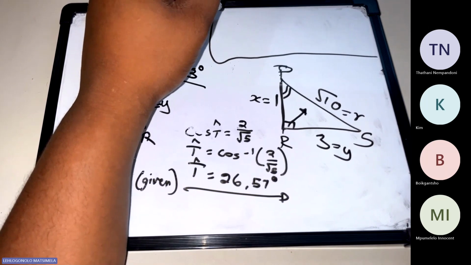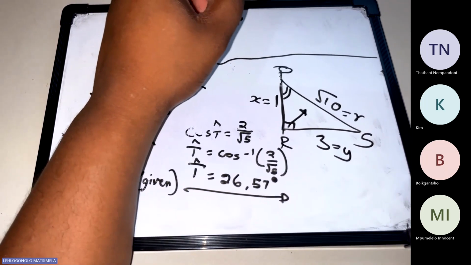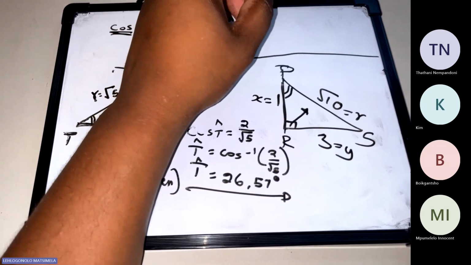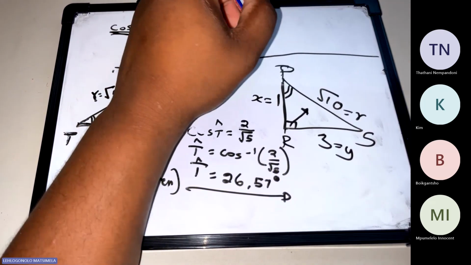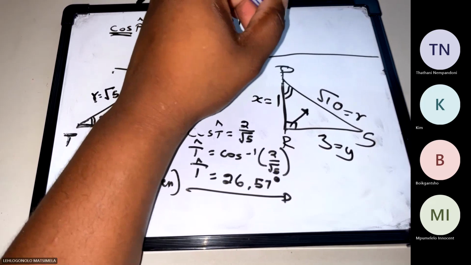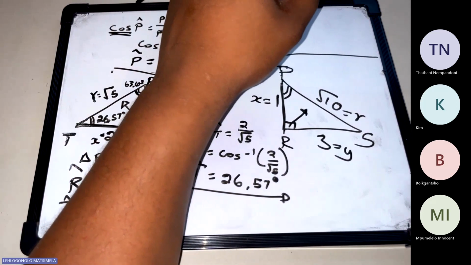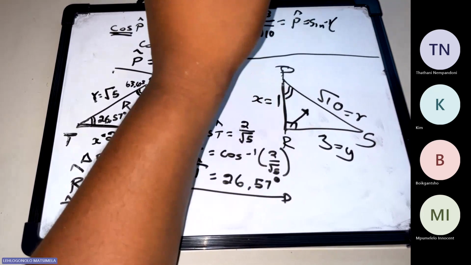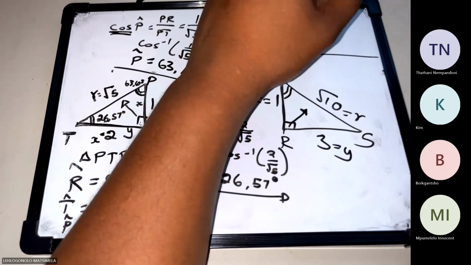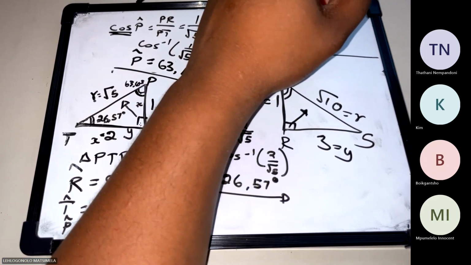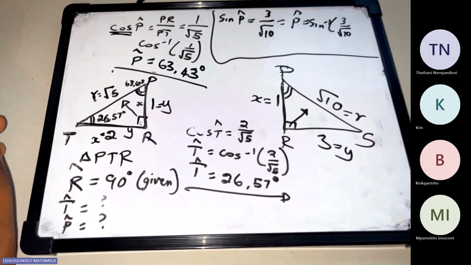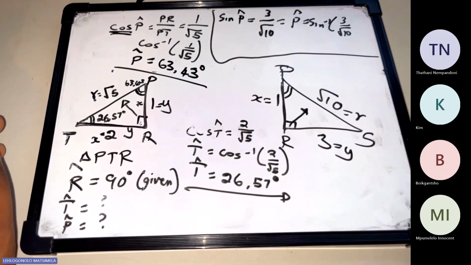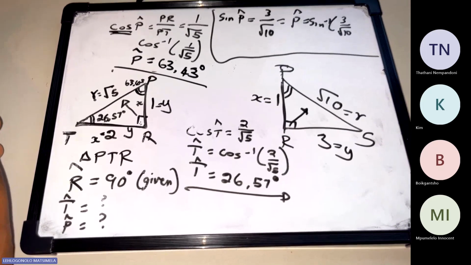So when we use sine, we will have sine P is equal to y, which is 3, divided by r, which is root 10. When you punch it on a calculator, we'll have angle P is equal to shift sine to the minus 1, or arcsine, of 3 over root 10. We can always use sine, tan, or cos. We are not always expected to use cos like I'm using, so be careful on that one.